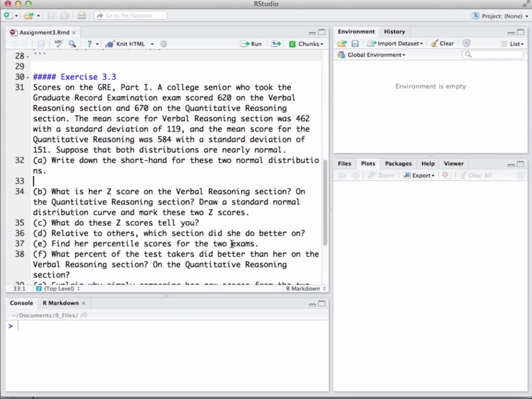Part 1 of that, we're going to actually do two problems, 3.3 and 3.5, both have to do with this scenario. So a college senior who took the graduate record exam scored 620 on verbal reasoning and 670 on quantitative reasoning. The mean score for the verbal reasoning was 462 with an SD of 119. The mean for the quantitative reasoning was 584 with an SD of 151. Assume both distributions are nearly normal. So for those folks who don't know, the graduate record exam, you can think about it as sort of analogous for when you finish your bachelor's degree.